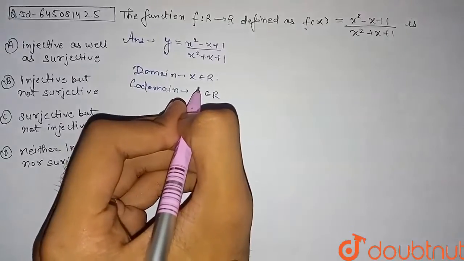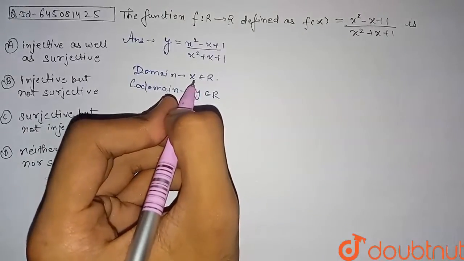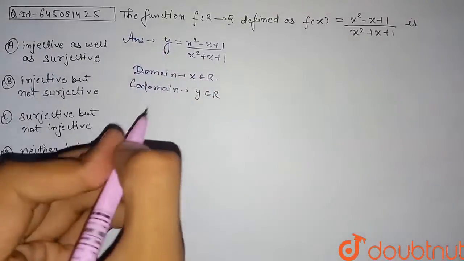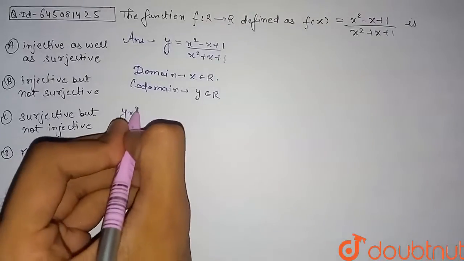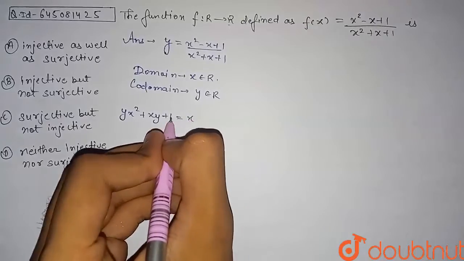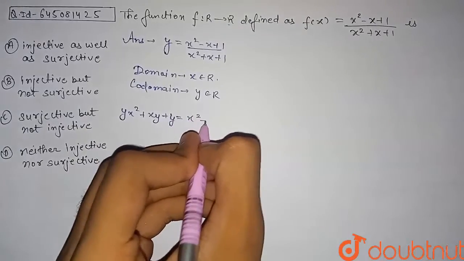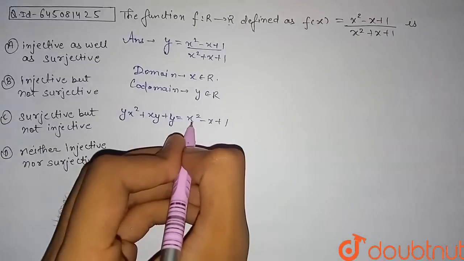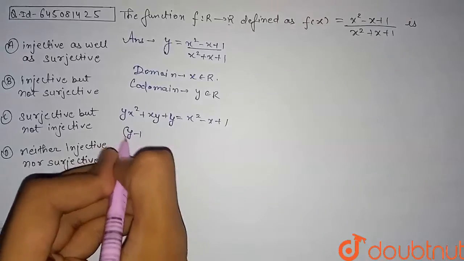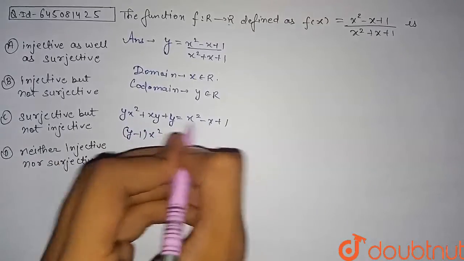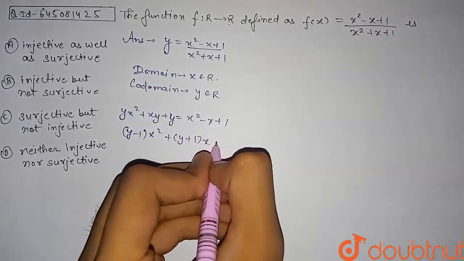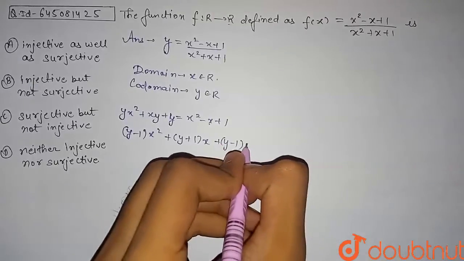So first we will find the range of this function, and then we will check the injectivity and surjectivity of this function. So from here we will just multiply this term into this side. So we get this as yx², and here will be xy, and here will be plus y, and that will be equal to x² - x + 1. So from here if we take this term on this side, we get (y - 1)x². Similarly, if we take this on this side, here will be (y + 1)x, and here will be y - 1, and that will be equal to 0.